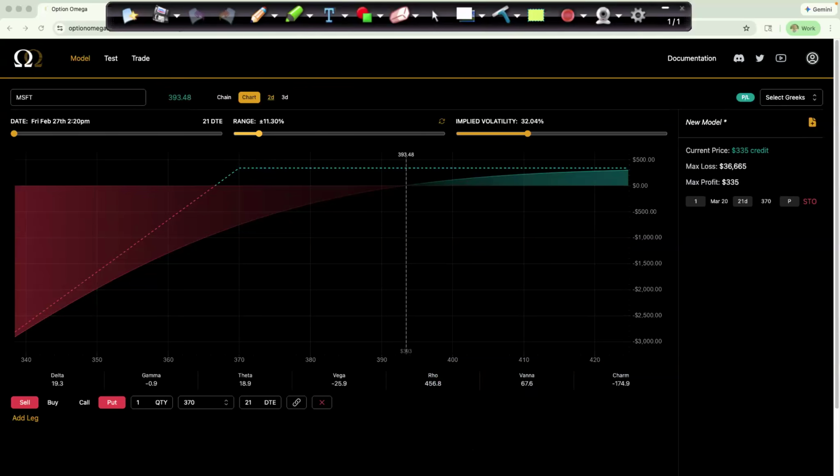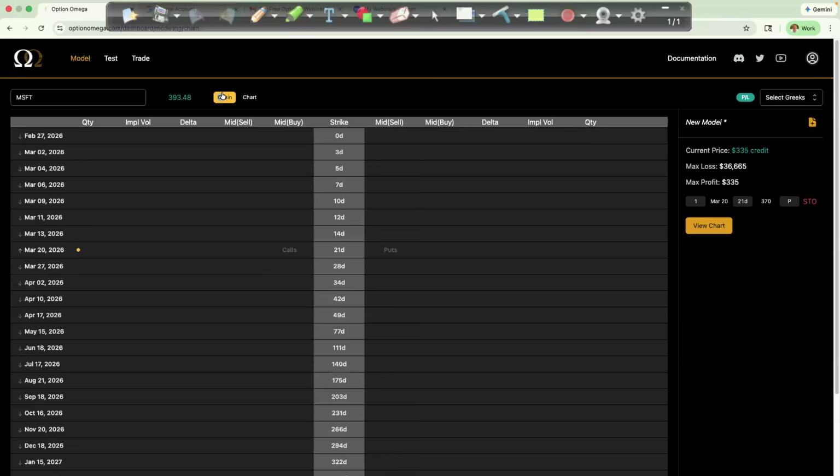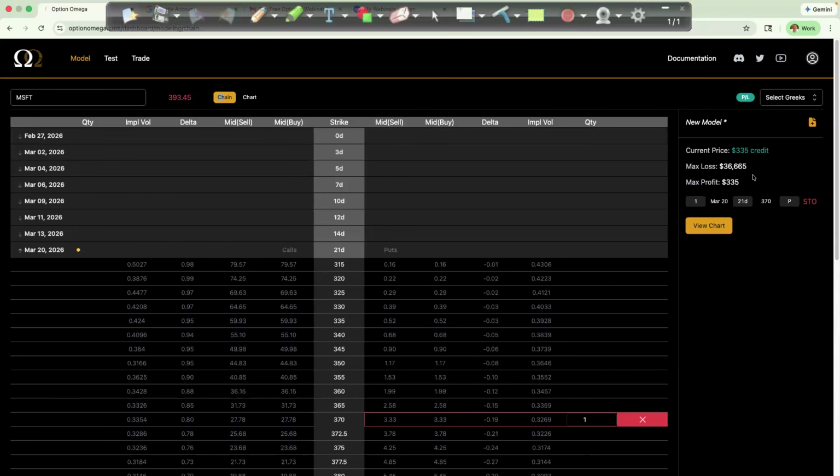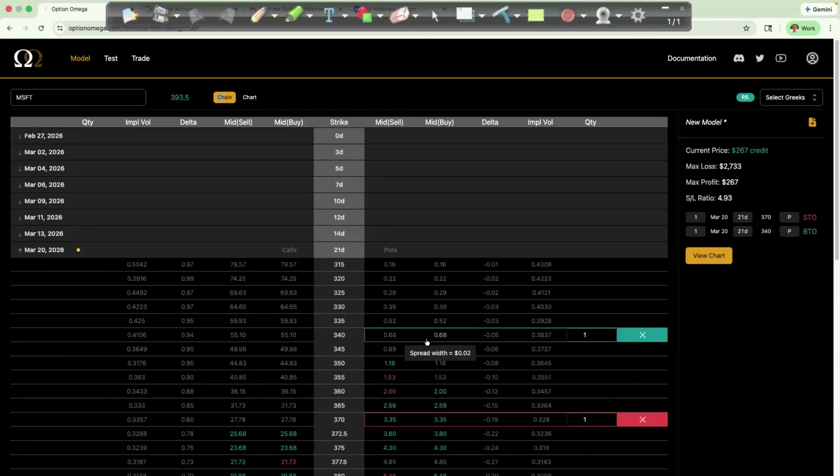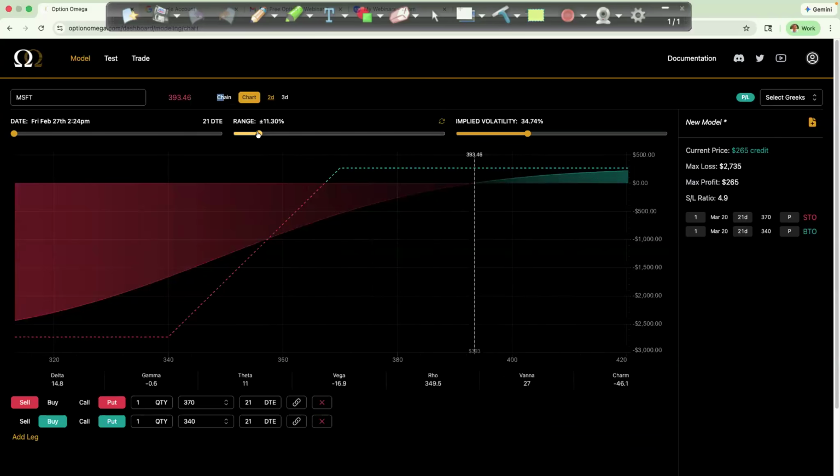Now, my alternative is saying, look, if we go to the chain, I don't want to put up $33,000 on a put I sold for $3.30. Take 10 to 20% of that and go in and buy a put. Let's just say I took the 340 put. I buy a 340 put for 68 cents. You with me? So instead of getting $3.35 on the put but having to put up $36,000, now I'm in a put credit spread.